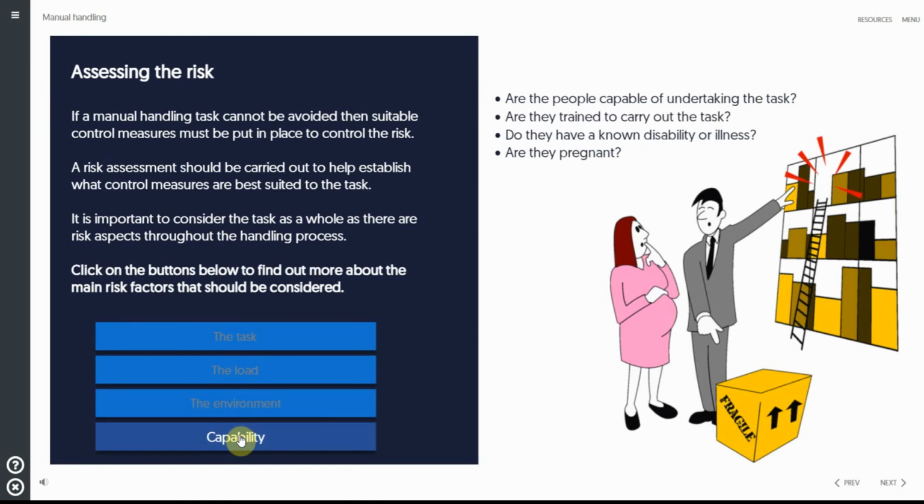Capability. Are the people capable of undertaking the task? Are they trained to carry out the task? Do they have a known disability or illness? Are they pregnant?